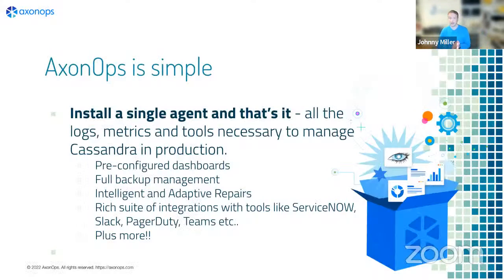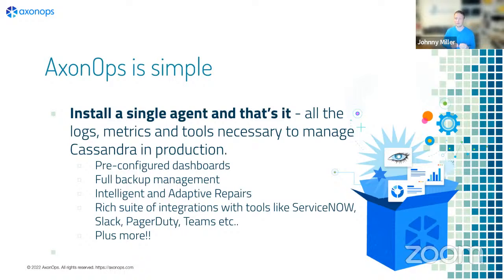So the first thing about AxonOps is that it is simple. This was intentional. The challenges we had deploying all of these different tools and agents were a driving force for this. So we took the view to make Cassandra as simple as possible for you to install and set up, and I'll show you how to do this as well. Essentially, all you do is install a single agent, and that is it. All of the logs, the metrics, the tools necessary to manage that Cassandra cluster in production, all go through that single agent. We ingest tens of thousands of metrics a second, all of the logs, et cetera.